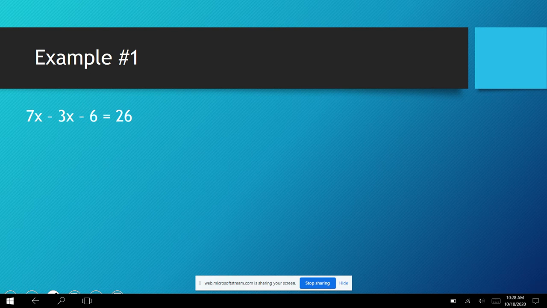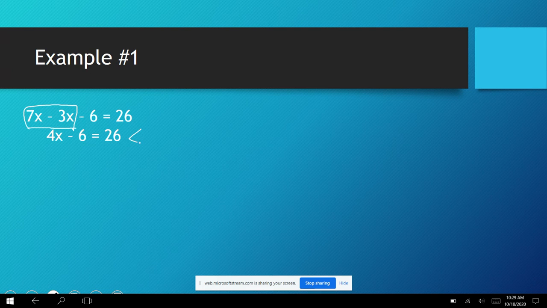What you're going to notice in this first problem is that 7x minus 3x is not simplified. We can in fact combine like terms. So the first thing we're going to do is combine like terms and do 7x minus 3x. Because these two are on the same side, we are going to perform the operation that we see. So 7x minus 3x is equal to 4x.